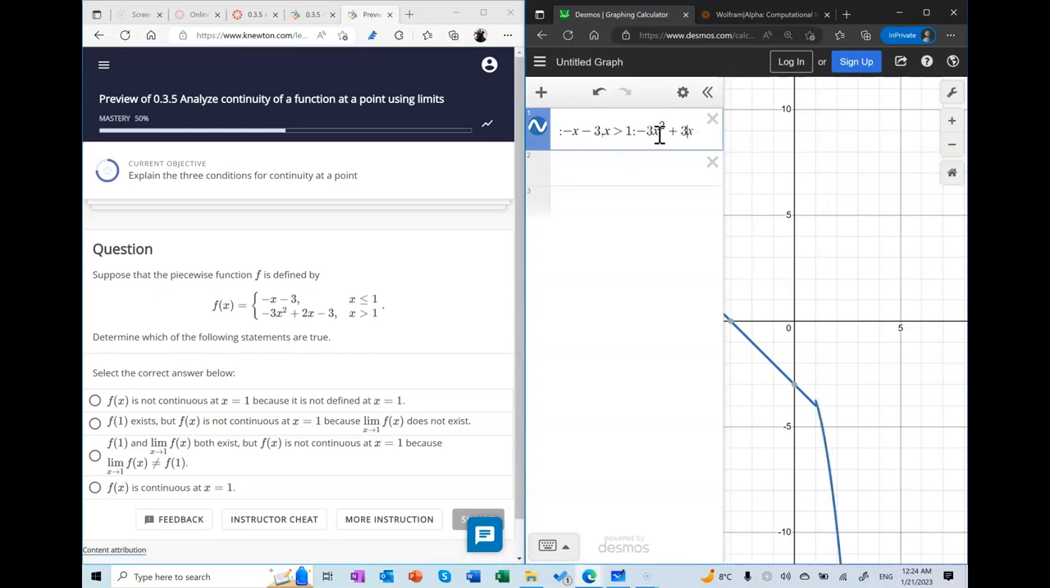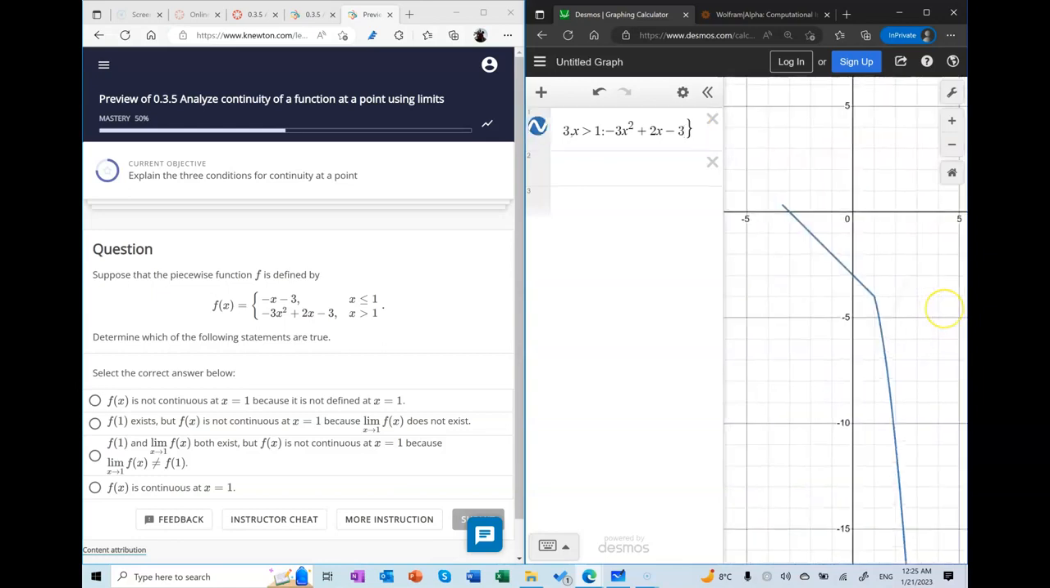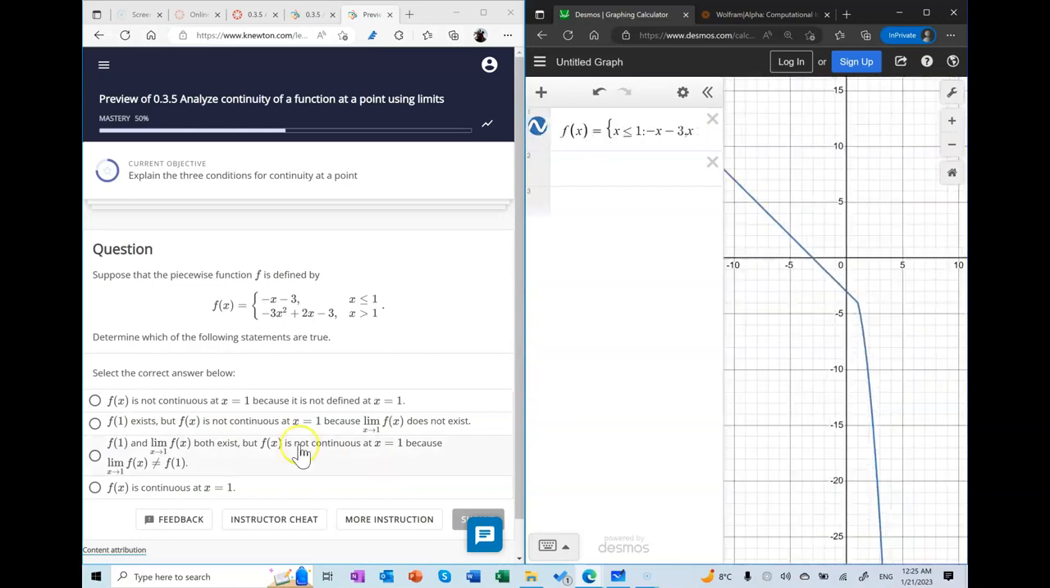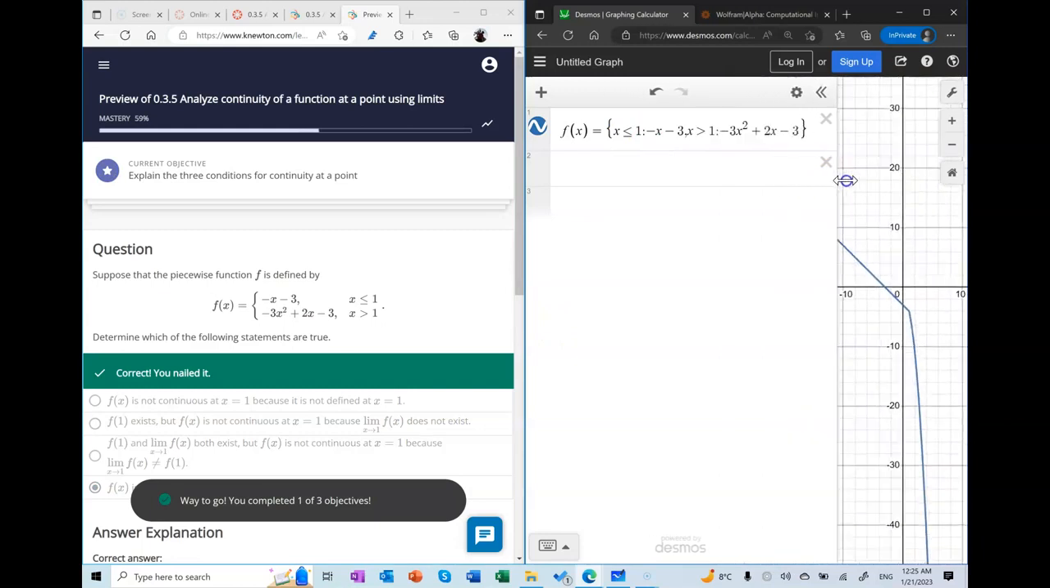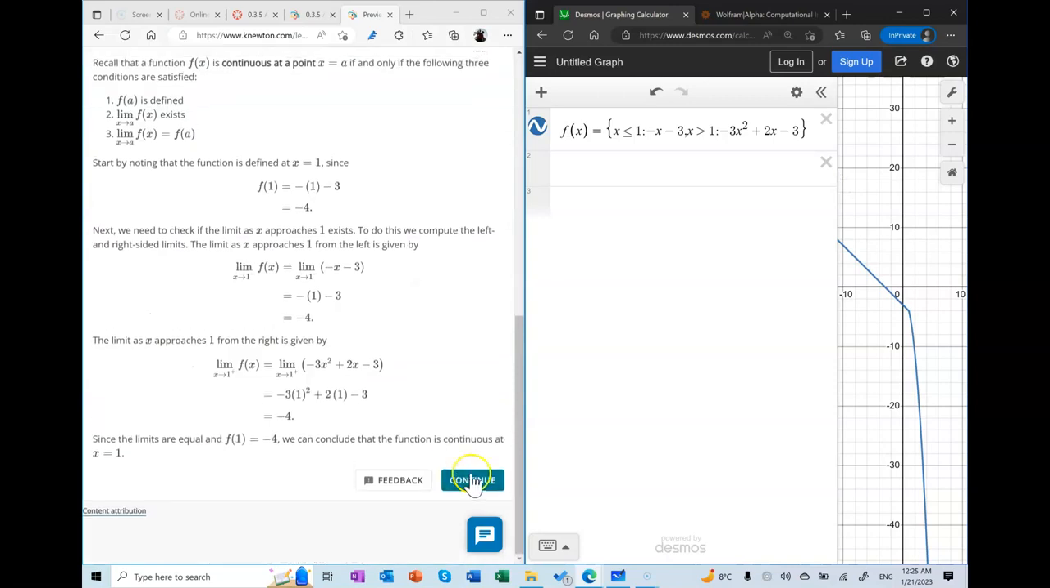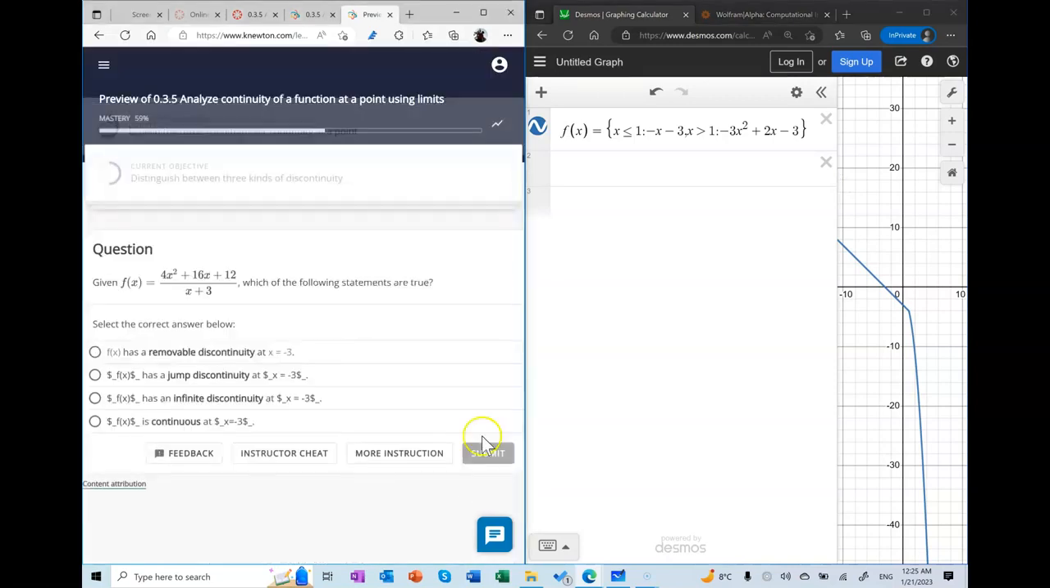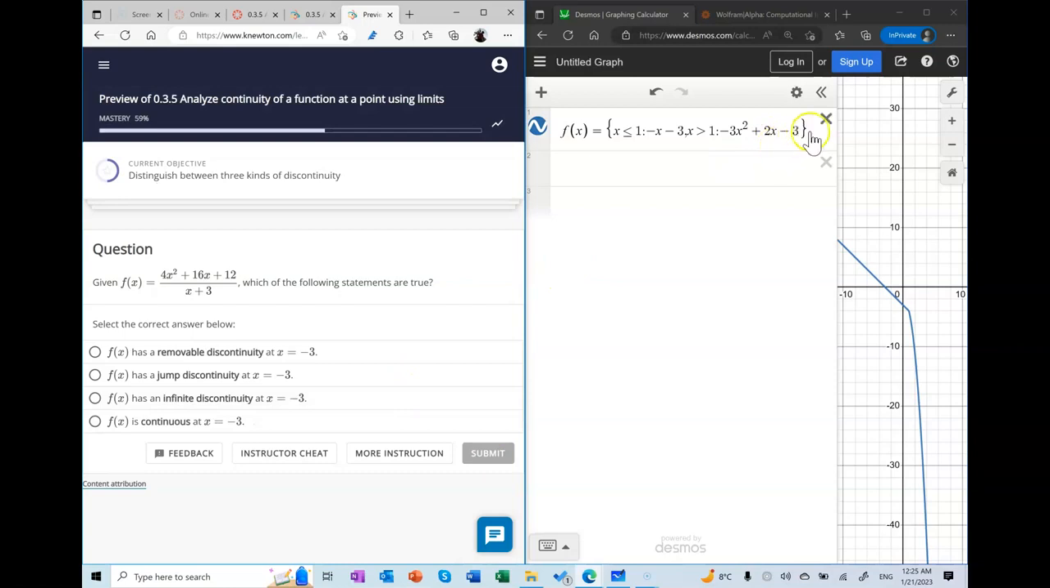Just entering the piecewise function. And again, it looks like it's also continuous. So f of x is continuous at x equals 1. I feel like I've seen this problem before. I don't know why they said we completed an objective, but keep giving us a similar problem.